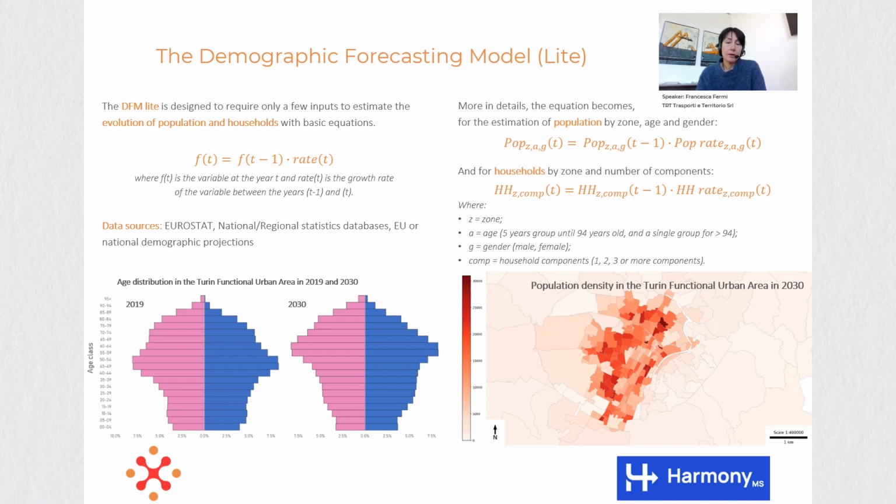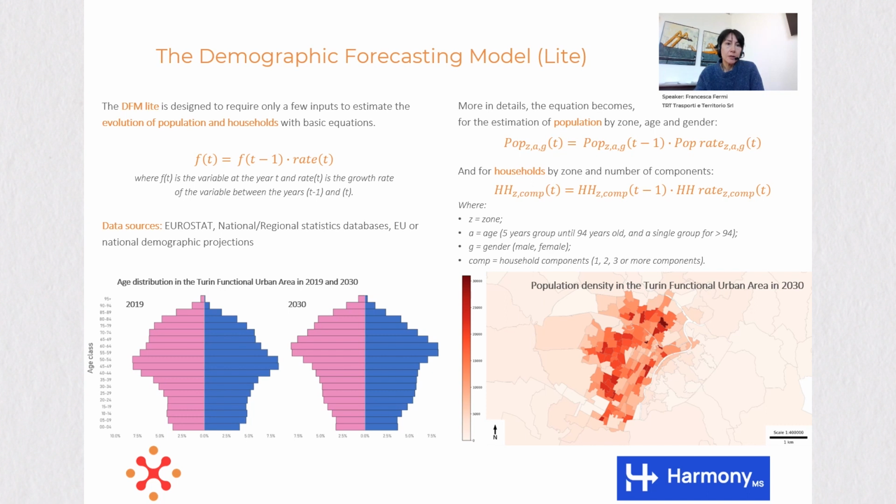The growth rate of the variable is applied to the value of the previous year in order to project the evolution over time. More in detail, the equation for the estimation of population is segmented by zone, age, and gender, while for households, it is segmented by zone and number of components. Common data sources which could be used for the application of the model are Eurostat, National Regional Statistics Database, EU or national demographic projections.